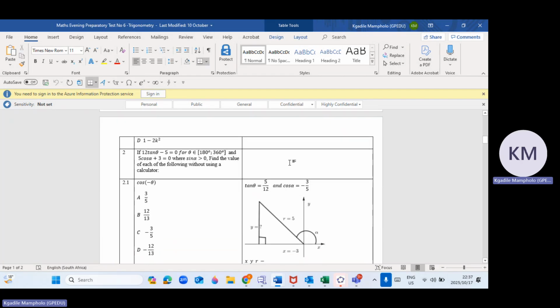Now the second one is a Pythagoras type question again. We say if 12 tan theta minus 5 equals 0, for theta an element of 180 degrees to 360 degrees.